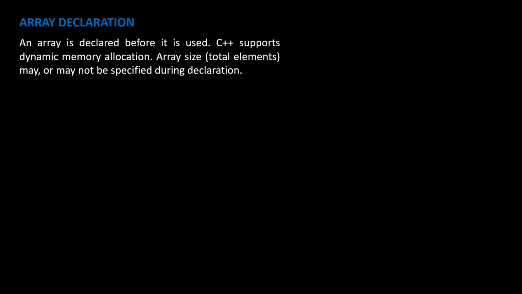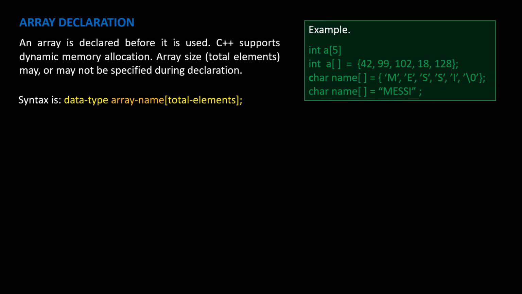Array declaration. An array is declared before it is used. C++ supports dynamic memory allocation. Array size, or the total array elements, may or may not be specified during array declaration. Syntax is data type, array name, total elements. Here are a few examples.